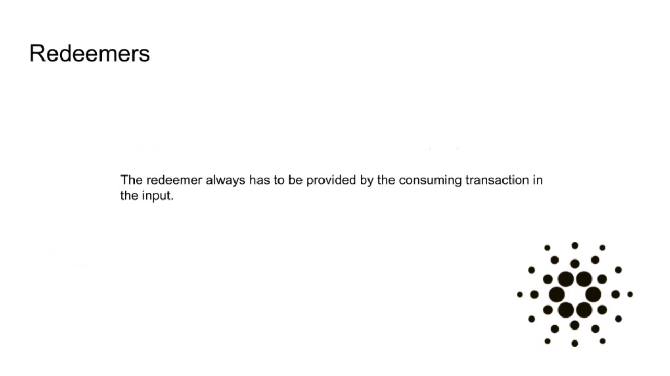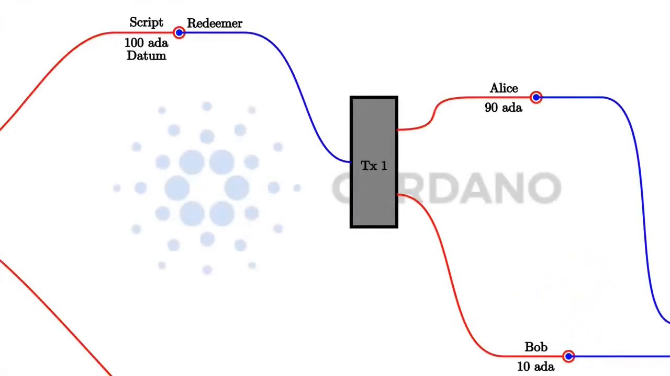Finally, the redeemer is always supplied by the consuming transaction. It has to be, because the producing transaction has no idea what redeemer will actually be used. That's solely the responsibility of the consuming transaction. So whenever a transaction wants to consume a script output, it has to include the redeemer in the corresponding input. So this is the EUTxO model, the extended unspent transaction output model.